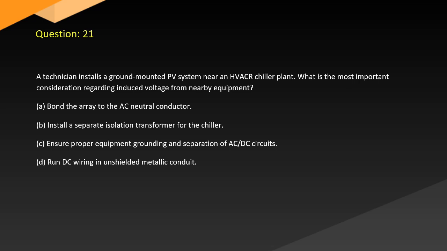Question 21. A technician installs a ground-mounted PV system near an HVACR chiller plant. What is the most important consideration regarding induced voltage from nearby equipment? A. Bond the array to the AC neutral conductor. B. Install a separate isolation transformer for the chiller. C. Ensure proper equipment grounding and separation of VAC circuits. D. Run DC wiring in unshielded metallic conduit.